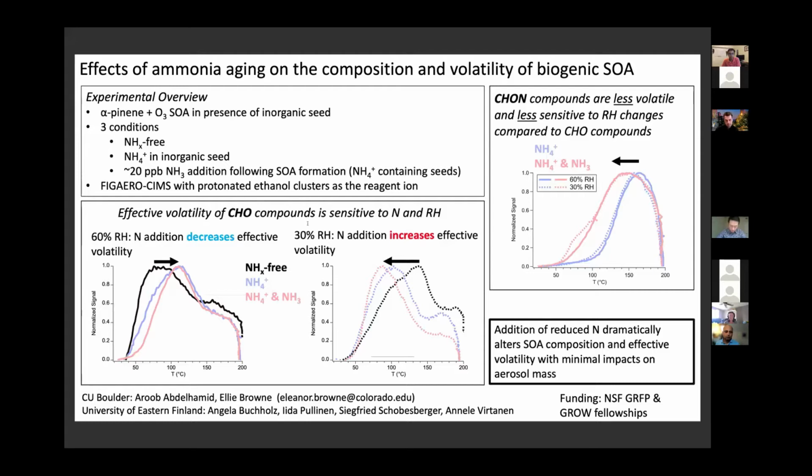And these volatility changes are really large. They're on the same order that we see when you change the temperature or change the acidity of seed aerosol. And so, we have further compositional information than what I'm showing here, and we're starting to look at the different reactions that are occurring here. And I should say that this addition of reduced nitrogen dramatically alters the SOA composition, but we saw very little changes in the mass formed here.